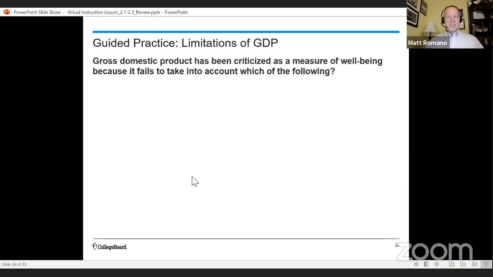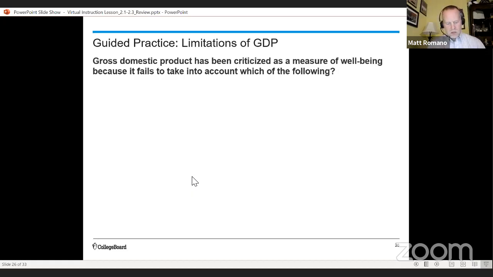Now we're talking limitations of GDP. Gross domestic product has been criticized as a measure of well-being because it fails to take into account which of the following? All right, important phrase here, criticized as a measure of well-being. There are a lot of things to criticize. As I said, it's an imperfect indicator. But now we're looking at well-being. So what were those limitations?